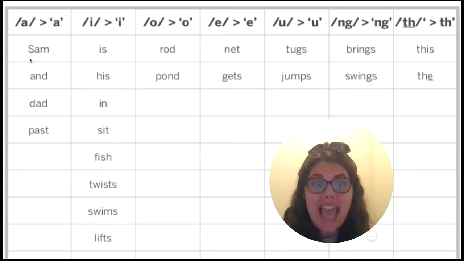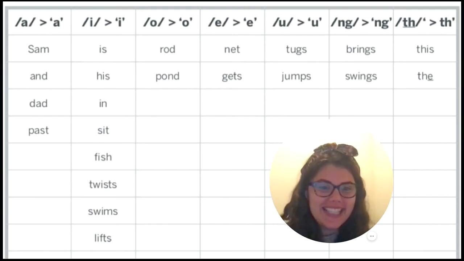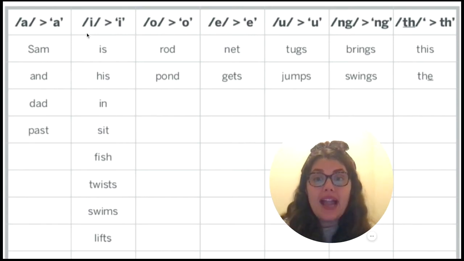Sam, the name of the book. What's this one? And that's right, good job. What about this word? D, makes dad. Good job. What about this word? Past, past. Good job, friends. Now let's practice the I words that we'll see in the story.